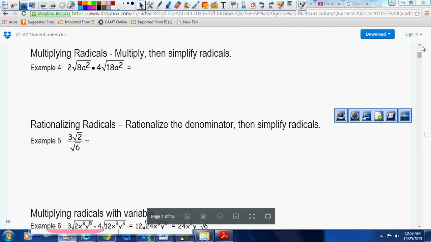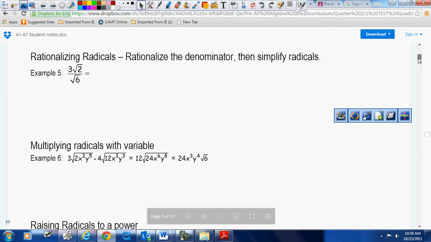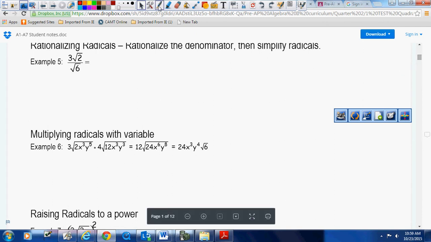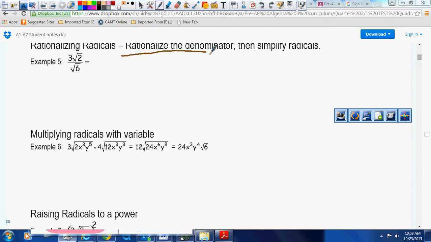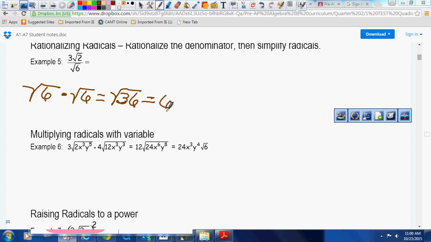So for example 5, it's telling me to rationalize the denominator. I know that's a new concept to you. So what I'm going to do is I need to remember that I can never have a radical in my denominator. So I'm going to have to get rid of the radical in my denominator. Now, we do know that if I were to take a square root of 6 and multiply it by a square root of 6, I would get a square root of 36, which would just give me a 6, correct?